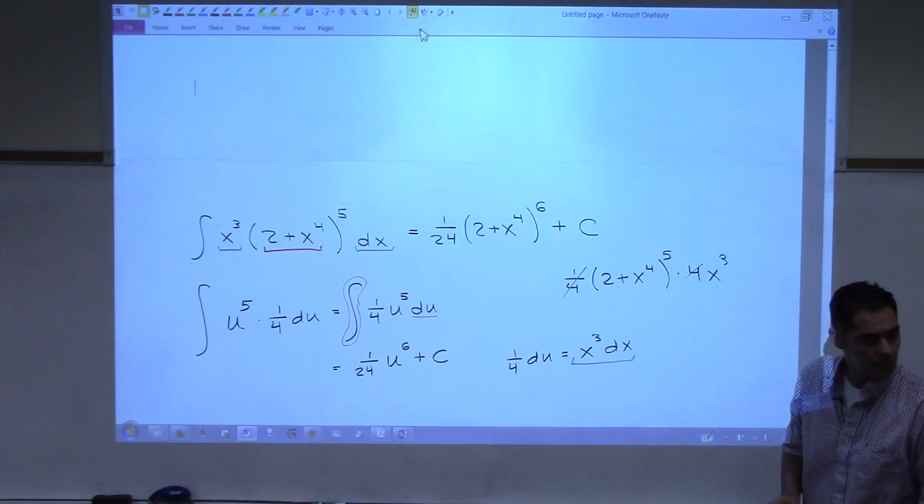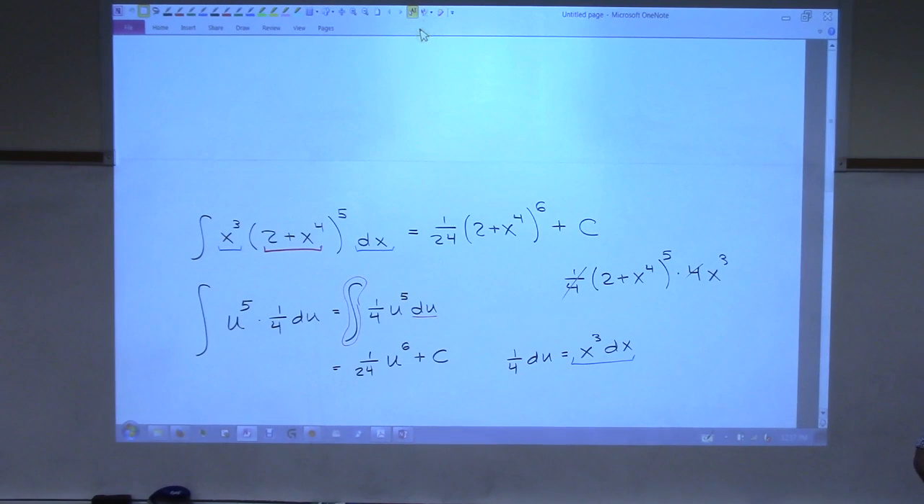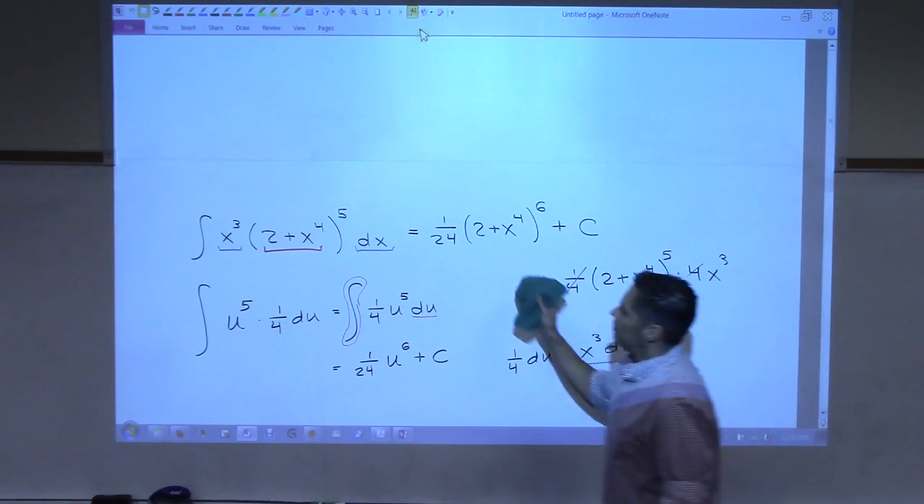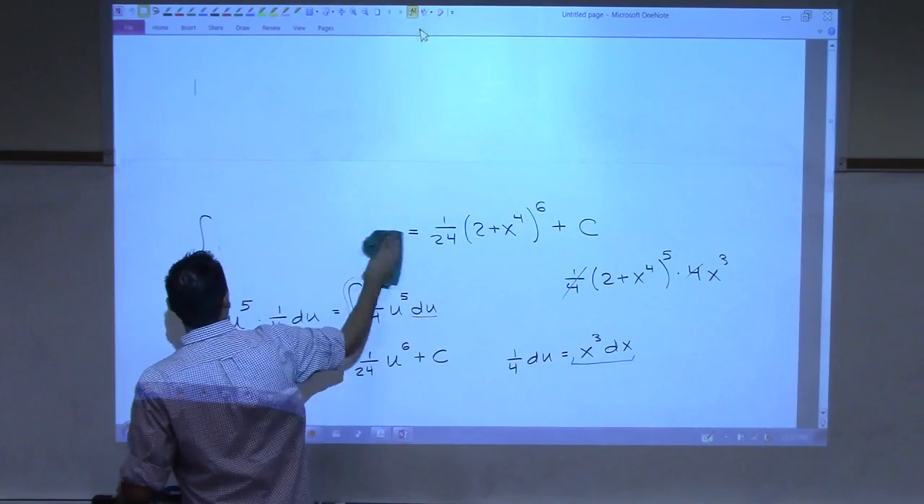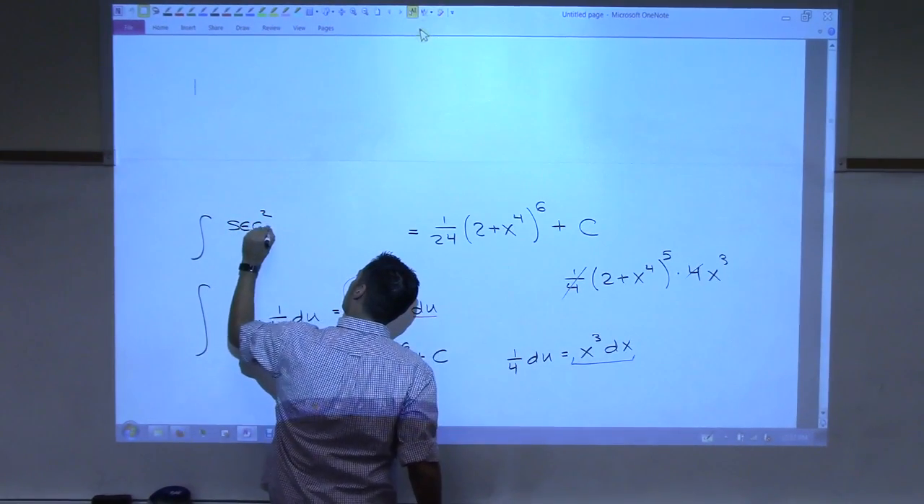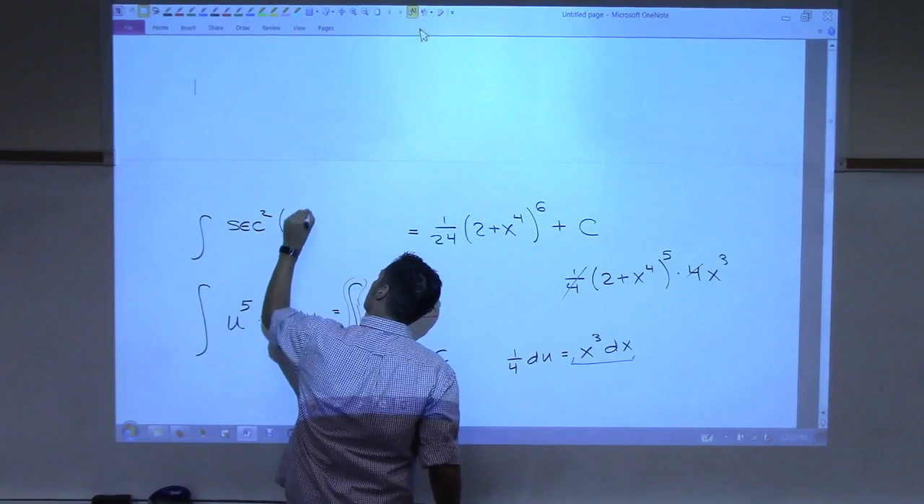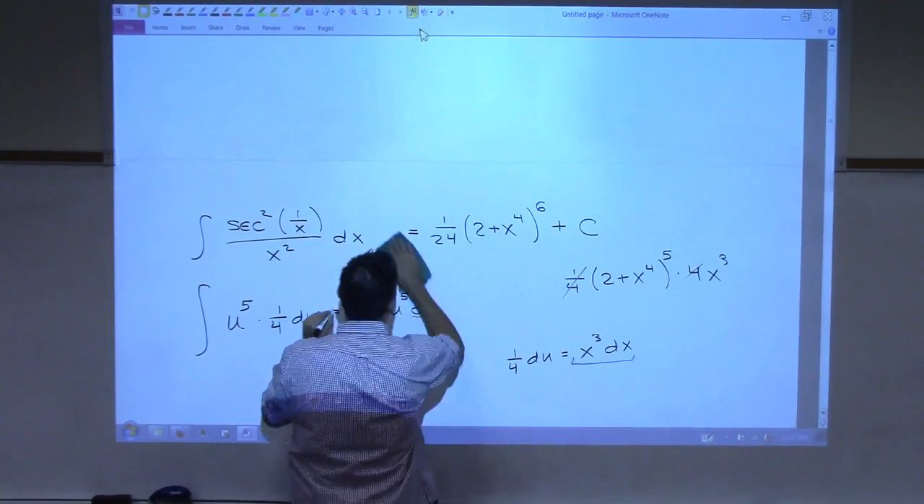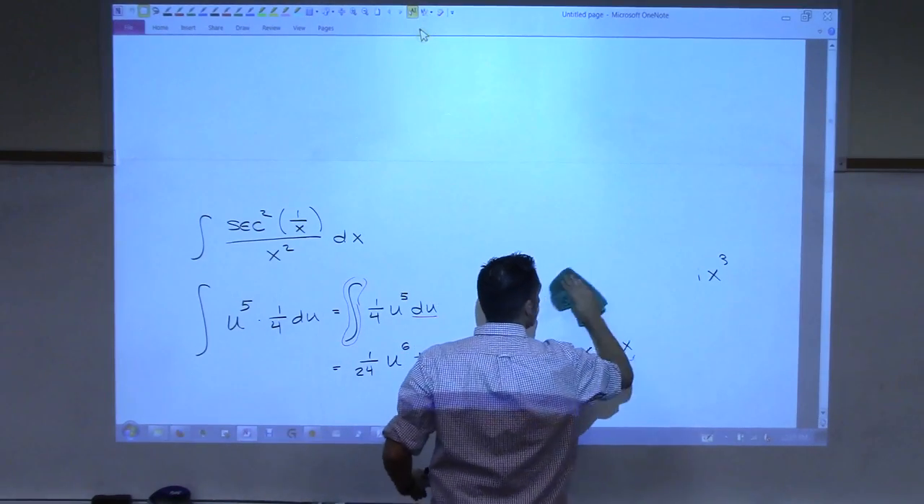Are you always going to be able to find a u substitution? No. U substitution is our first go-to thing. How about something like this? Secant squared of 1 over x, all over x squared, dx. This will be our last example. I don't even know if we'll get through the whole thing.